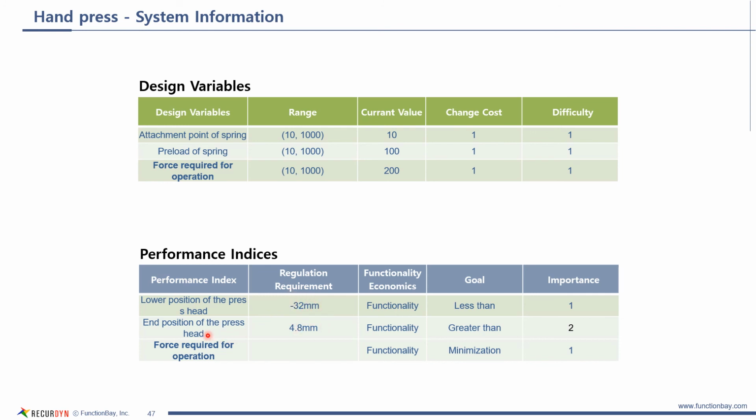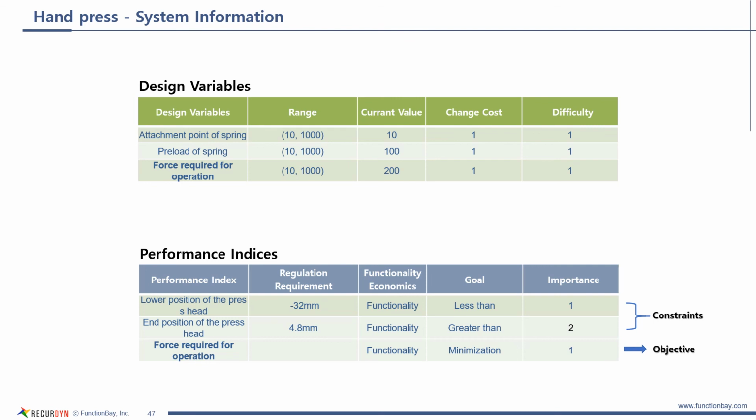One interesting thing in this model is that the force to pull the lever, being used as a design variable, is also used as a performance index. In other words, it is possible to use one variable for both a design variable and a performance index.